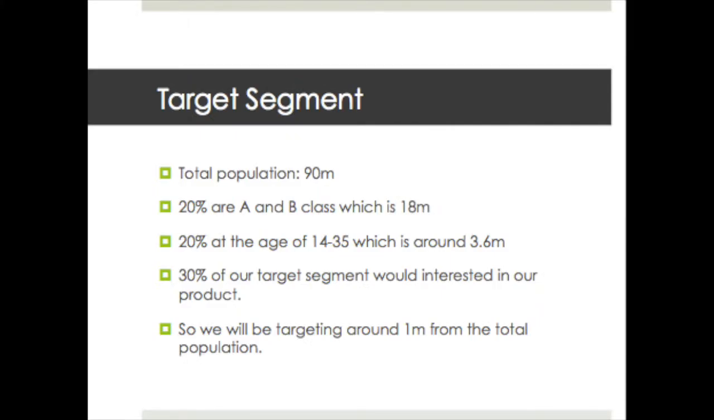So the total population in Egypt is 90 million, and we are targeting the A and B class, which is around 20% of the total population. So our target now is segmented to be 18 million, and our age segment is from 14 to 35. So our target is 20% of the A and B class according to the age segment. So we're targeting around 3.6 million, and then we assume that 30% of those would be interested in our service. So at the end we'll be targeting around 1 million to serve.